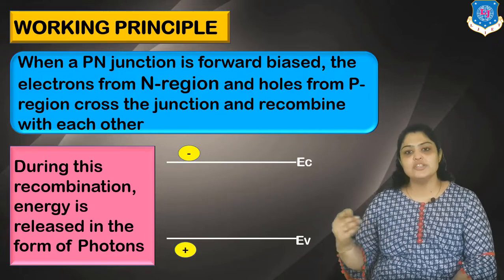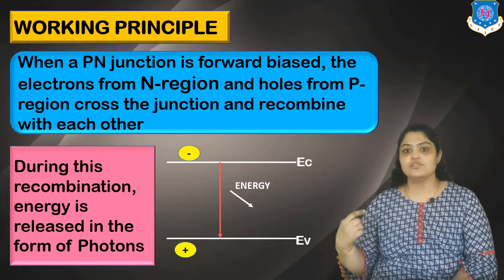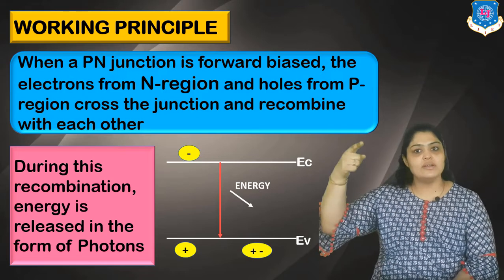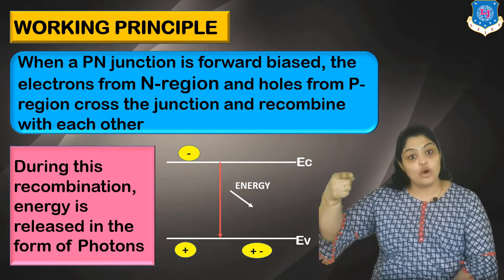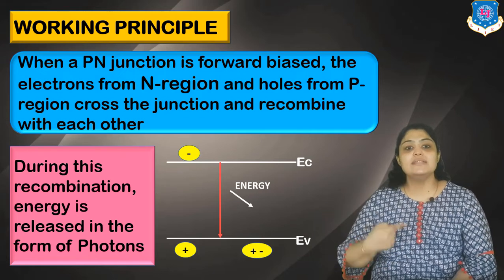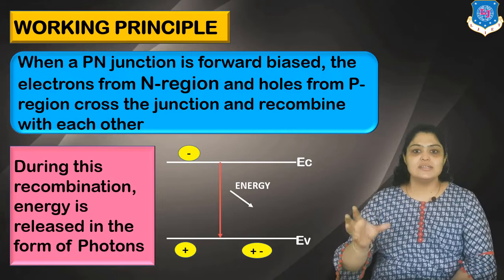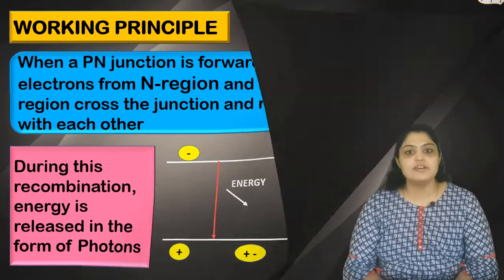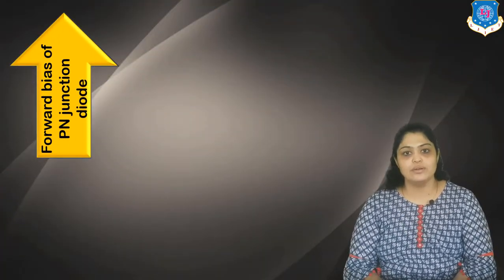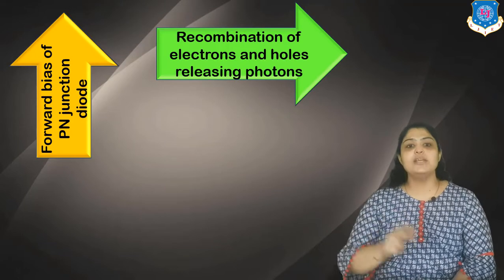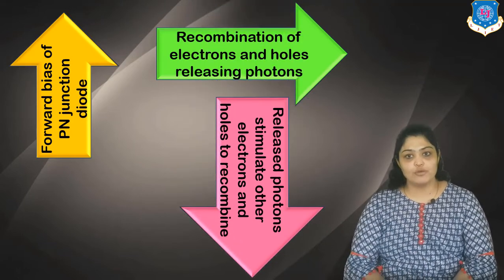You want to see the animation again, just see. The electron recombines with the hole and gives energy. So an electron from the conduction band of n-type recombines with a hole in the valence band of p-type. So this is the basic working principle of a semiconductor laser diode. What we need is forward bias of a p-n junction diode. This gives the recombination of electrons and holes releasing photons.